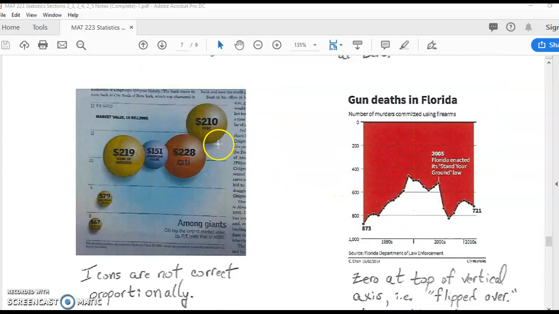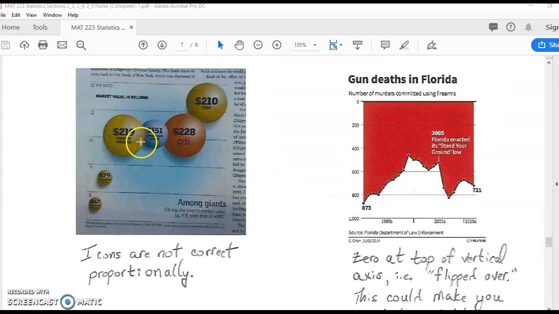In this example, we're using icons. Icons should really never be used. They're usually not proportionally correct. They're people trying to mislead you to think that one is really way bigger than the other. Icons are not a good idea for really good graphs.